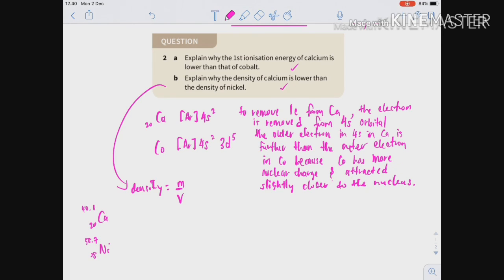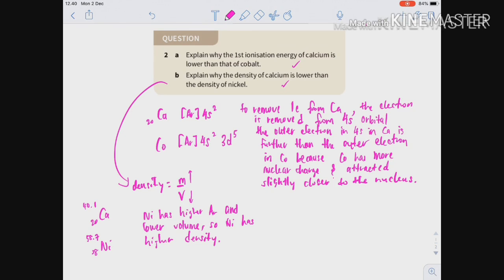The density of calcium is lower than the density of nickel because calcium has higher volume and less mass, and this makes it smaller compared to nickel.